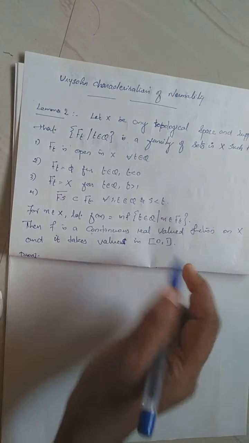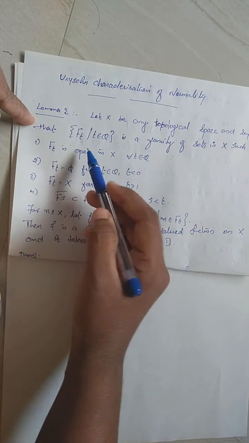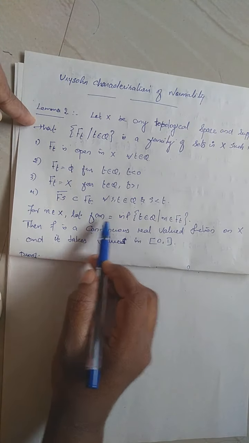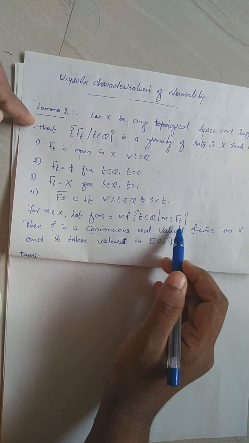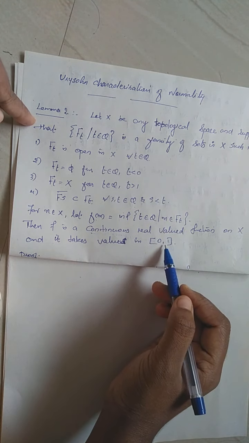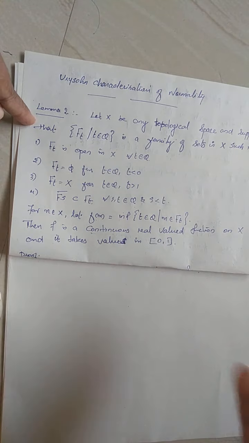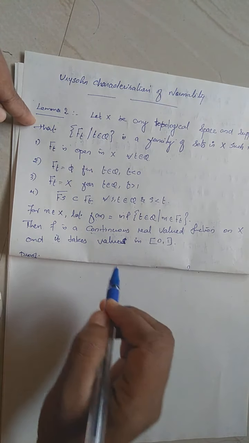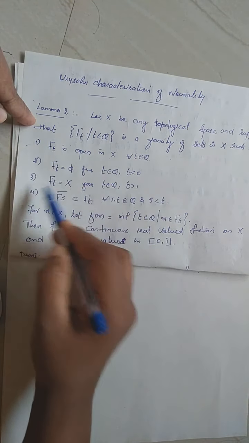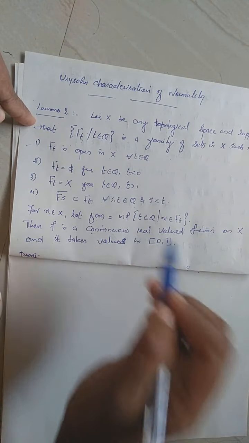The statement of Lemma 2 says: let X be a topological space, and suppose we have a collection of subsets of X which satisfies these four properties. Then we can define a function f by the infimum of the set of all t in Q such that x belongs to F_t. This function will be continuous and takes values in the closed interval [0, 1]. We are going to use this lemma to get a continuous function f from X to [0, 1]. For that we want to make a collection of subsets of X with these four properties, and then by Lemma 2 we will define the function f.